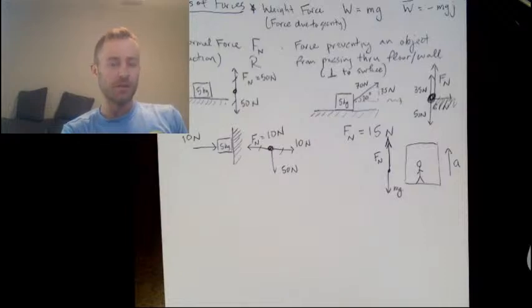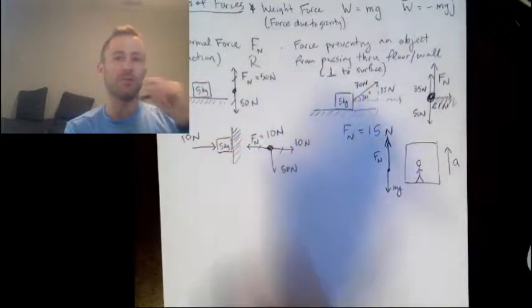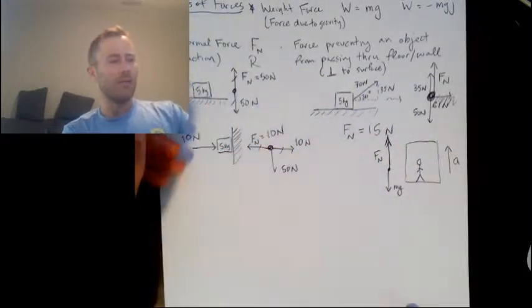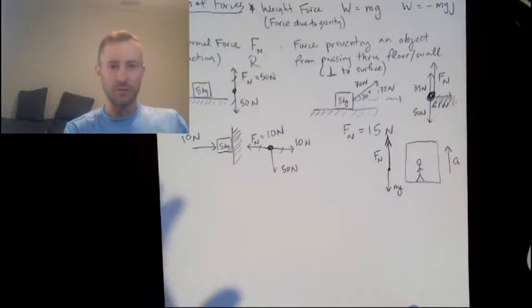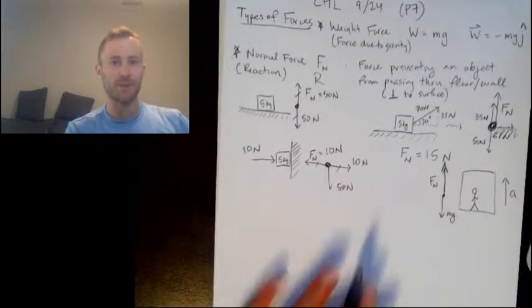All right? So the only way that the person can accelerate upward with the elevator is if normal force is greater than weight force. So I've just given 3 examples where normal force is not equal to the weight force. So please be careful about just assuming that that's going to be the case. All right.